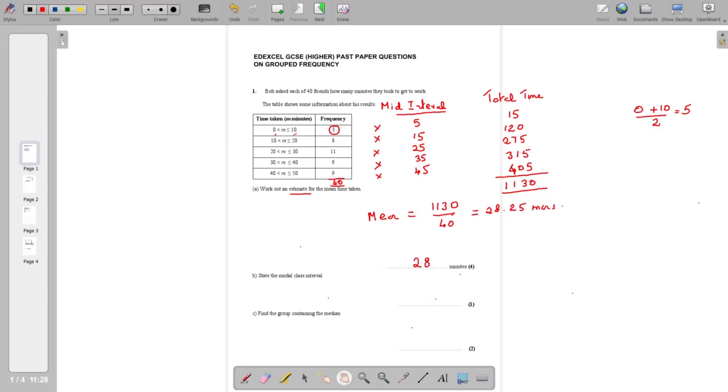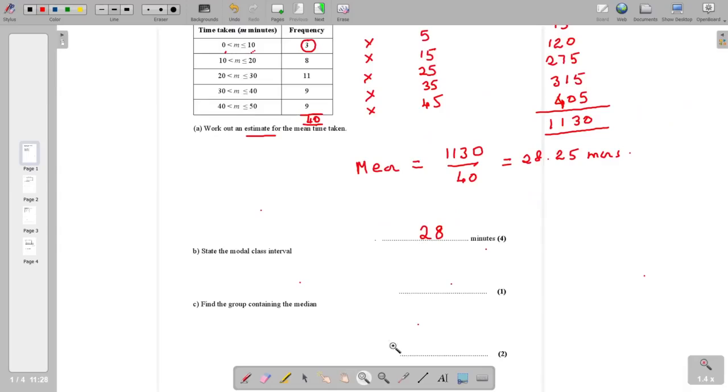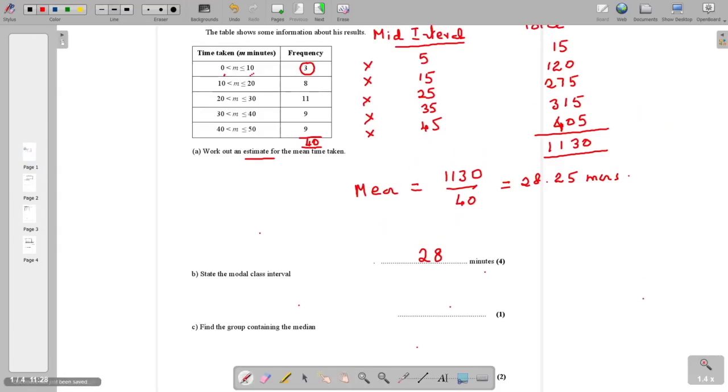Next part of the question: state the modal class interval. The modal class is the most occurring. If you look at the biggest number in the frequency, 11 is the biggest number. So 11 friends took between 20 and 30 minutes. So the modal class interval would be 20 less than or equal to 30.